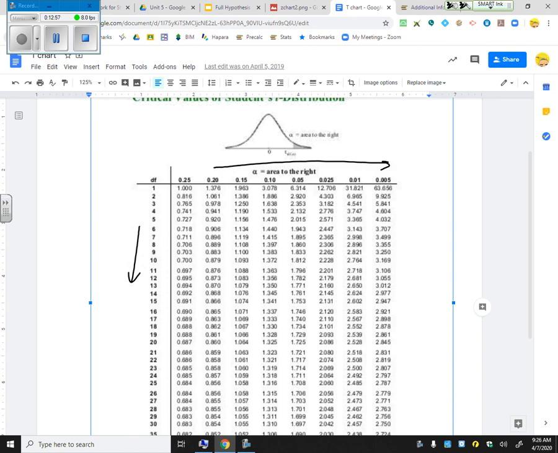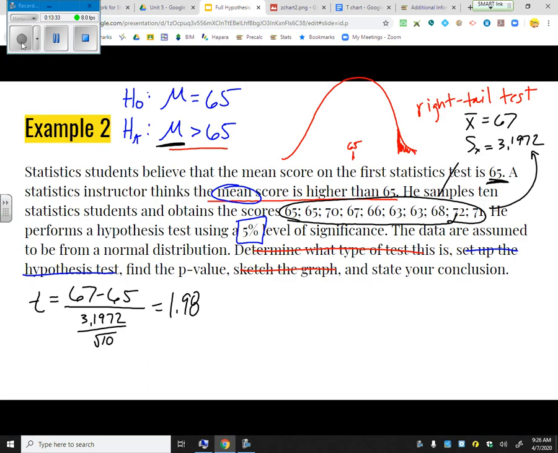For my degrees of freedom to be 9, there we go. If I run across this column right here, 1.98 lands right between these two numbers. Mark them off. And that is between 5% and 2.5%. And so using it this way, I'm not really able to get my hands on exactly what the p-value is, but coming back to my example, I know that my p-value is between 0.05 and 0.025. That's a low p-value right there, okay?